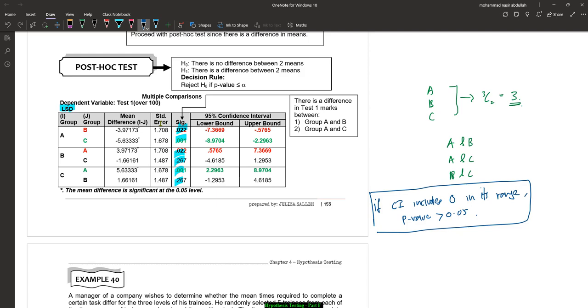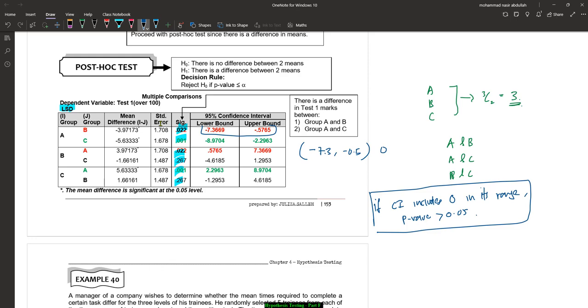Normally like that. Right? So if we look here, the lower bound is negative 7.3 until negative 0.5. So 0 is somewhere here, right? It is not inside the range. So that's why the p-value should be less than 0.05.